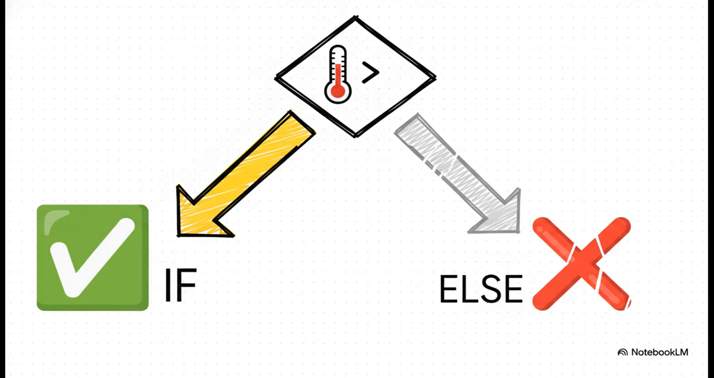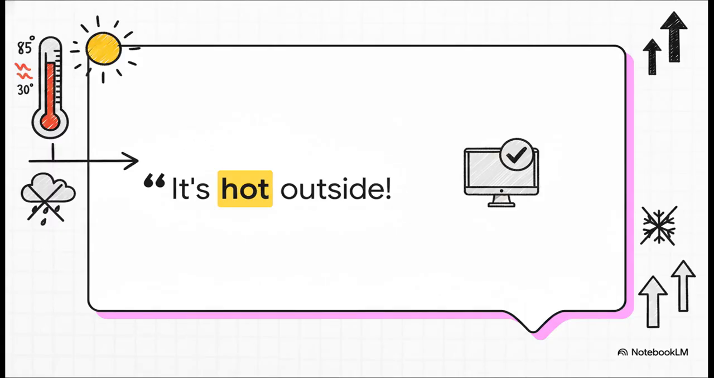It completely ignores everything in the else branch. And bam! Here's our result. Because temperature greater than 85 was true, the program executes that indented code and prints out, it's hot outside. It just made its very first decision.